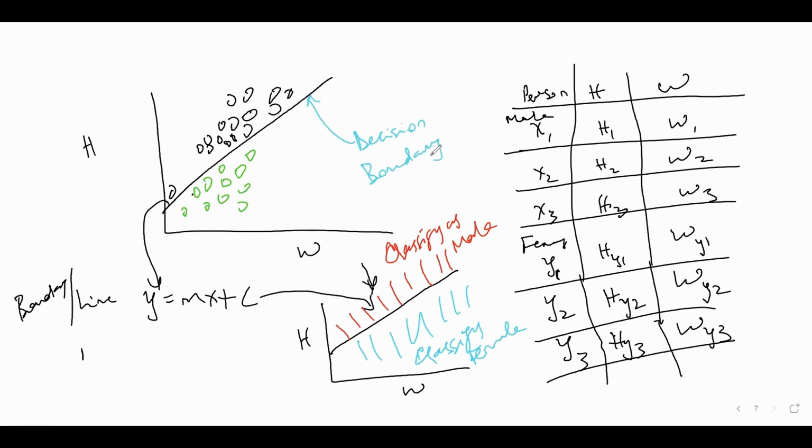And our decision rule is that any person, if we want to know whether they're male or female, we measure their weight, their height, and if they're this side, we classify them as male. If they're here, we classify them as female. So that is an example of what happens in supervised classification.